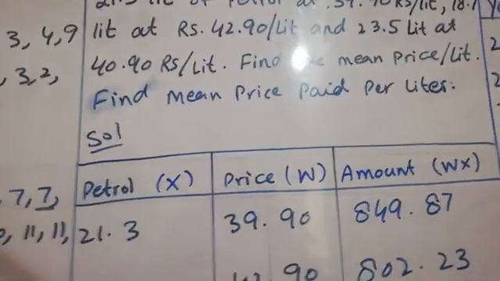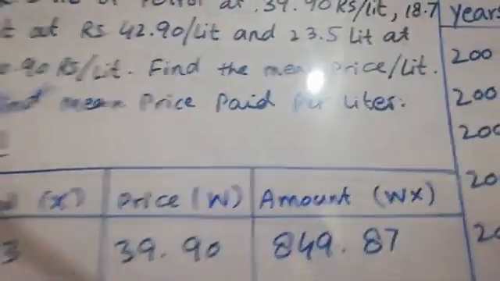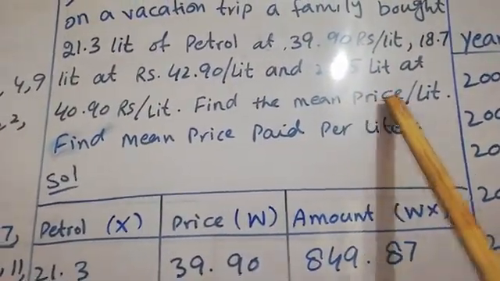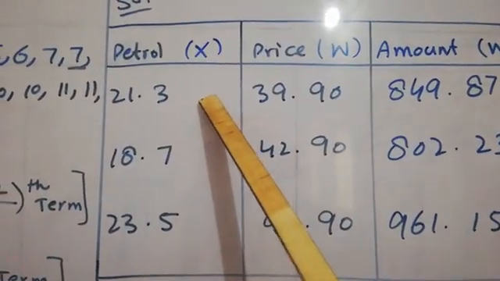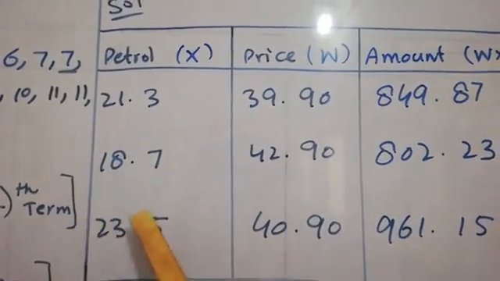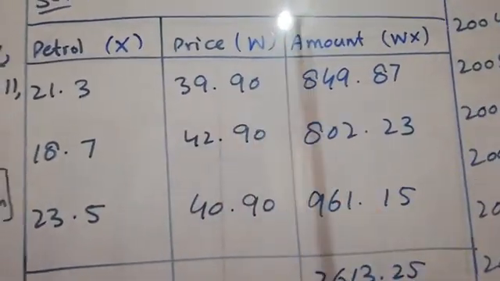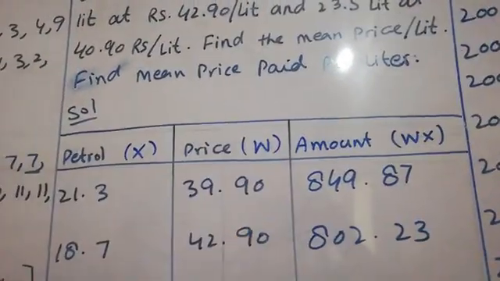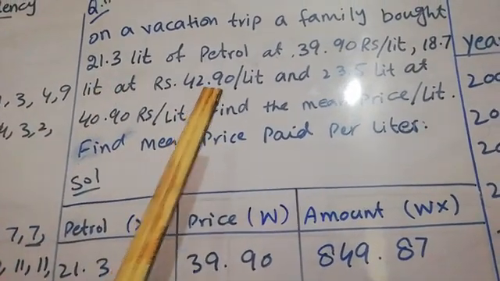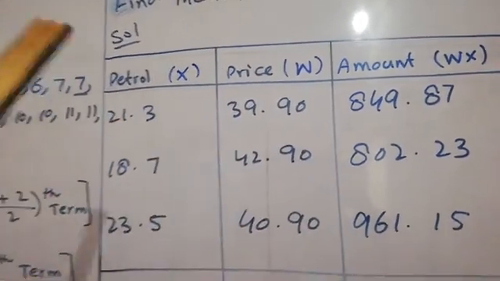It means that you can write it in this way and in this way also. That's why I have written in this method two times. So first of all we will write petrol, this is x: 21.3, 18.7, 23.5 from the data. This is the liters of petrol. And the price: when they bought 21.3 liters, the price is 39.9, the second price is 42.9, and the third value is 40.9. This is the weighted mean, okay?